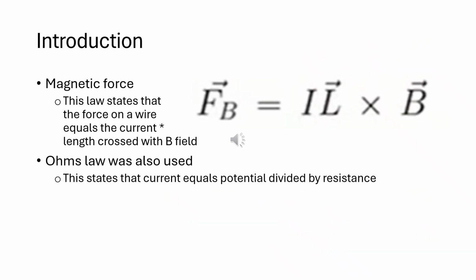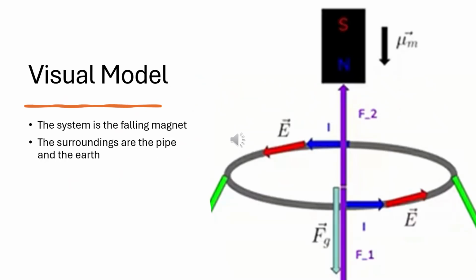Some more laws we used were the magnetic force law, which states that the force on a wire is equal to the current running through the wire times its length crossed with the external B field, and also we use Ohm's law. The system is a falling magnet and the surroundings are the pipe and the earth.